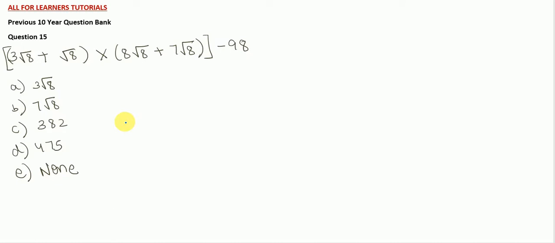3 under root 8 plus under root 8, into, 8 under root 8 plus 7 under root 8, minus 98. Okay. Before calculating under root 8, just see this. Everything is under root 8 here, right? So try to solve questions before calculating it. First of all, apply the BODMAS.